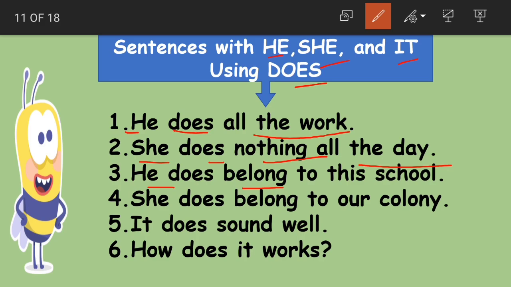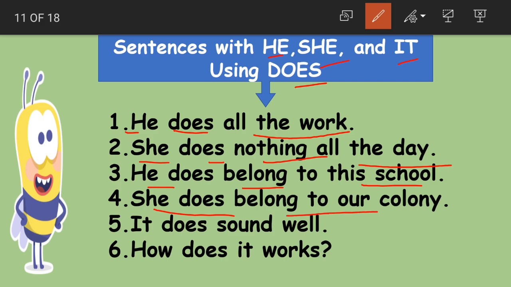He does belong to the school. No, normally we also say he belongs to the school. So you can also say in this way, he does belong to this school. And this is again in present tense, all the sentences here. Okay, children. So he studies in the school. It means nothing but he studies in the school.